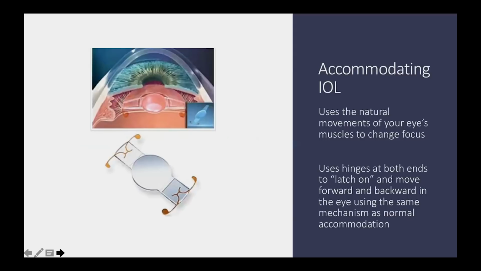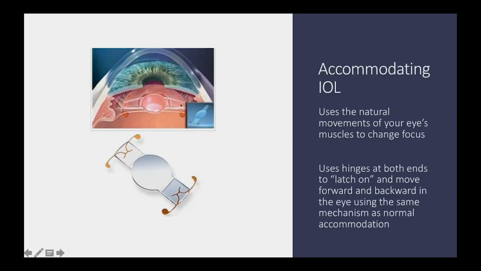The accommodating IOL uses the natural movements of your eye's muscles to actually change focus. So the lens is a little bit bigger than the typical lens that you probably saw in the earlier photos or in the video that Dr. Ramanathan used. But instead of just those little tiny foot plates, it has these hinges at the ends of the lens that will latch on. So this is the lens placed in the eye.